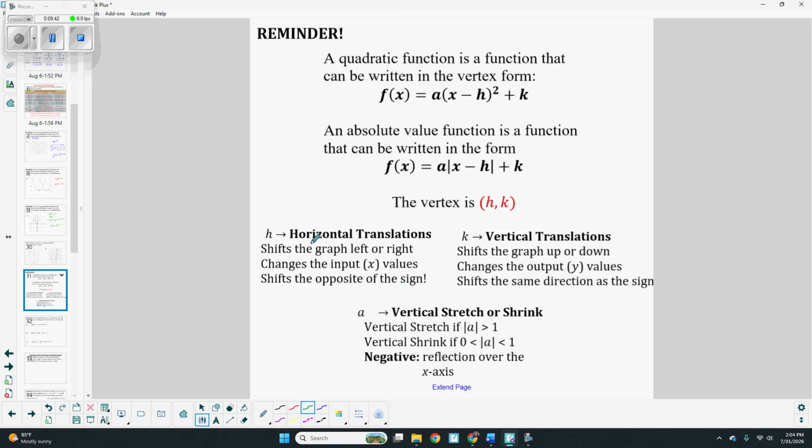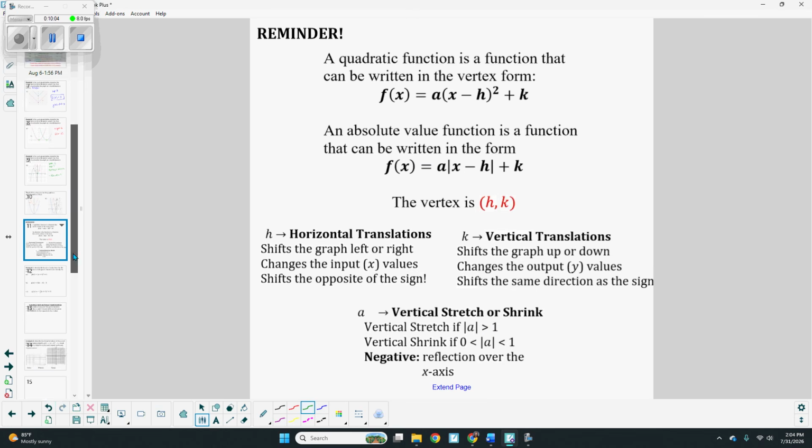So the h is what shifts it left and right, but it's the opposite sign, so that's why it was a minus h inside, because then it's positive when we take it out. It's the opposite sign. k is our up and our down, so that's the y value of our vertex. And then a in front would be any vertical stretch or shrink. And if it was a negative, it would also include a reflection over the x-axis.